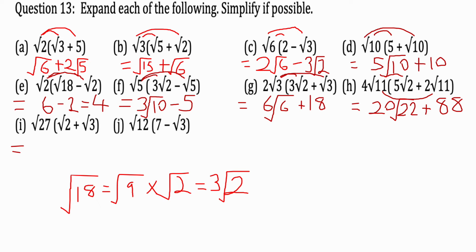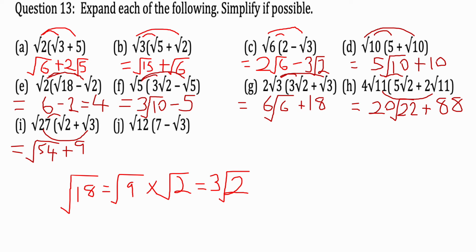Okay, next one, I've got root 27 times root 2. That goes to root 54. And then root 27 times root 3 goes to root 81 because 27 times 3 is 81. The square root of 81 we should know as 9.